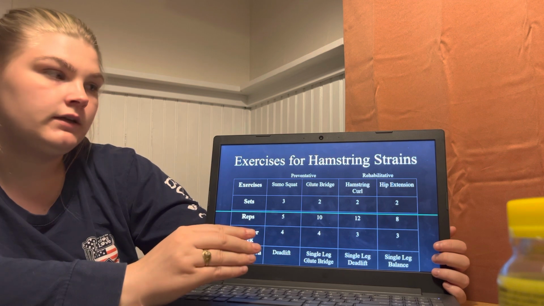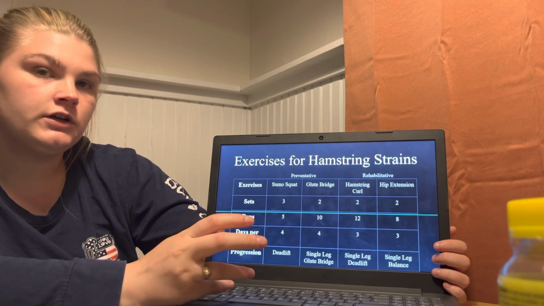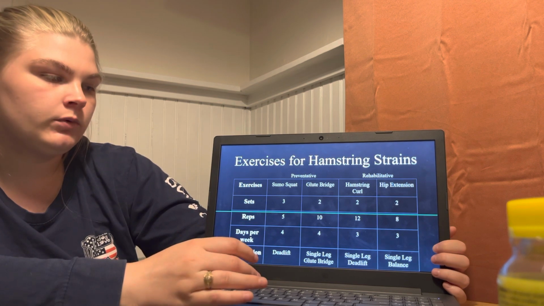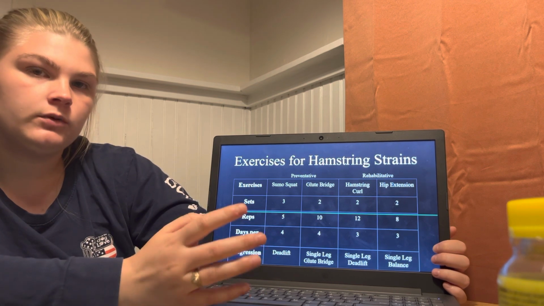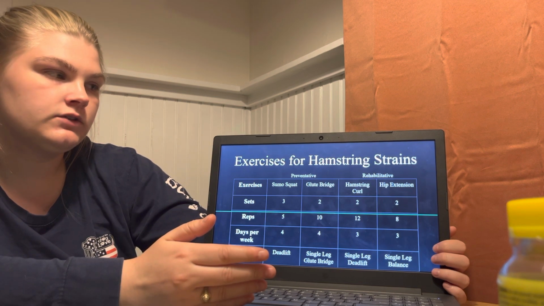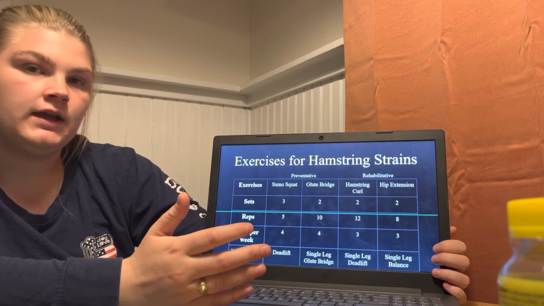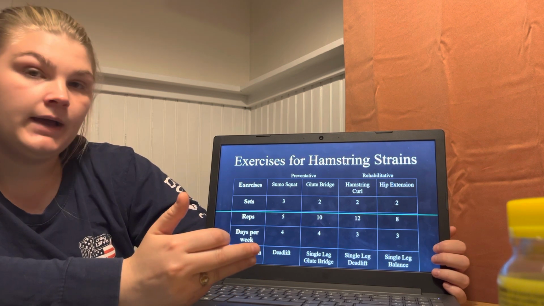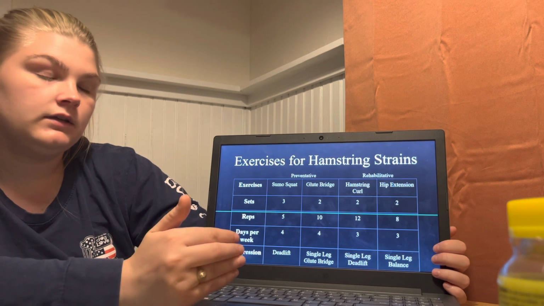So some rehabilitative exercises would be a hamstring curl, 2 sets of 12, 3 times per week, and a single deadlift would be the progression. And a hip extension is the next rehabilitative exercise. I have 2 sets of 8, 3 times a week, and a straight leg balance would be the progression.